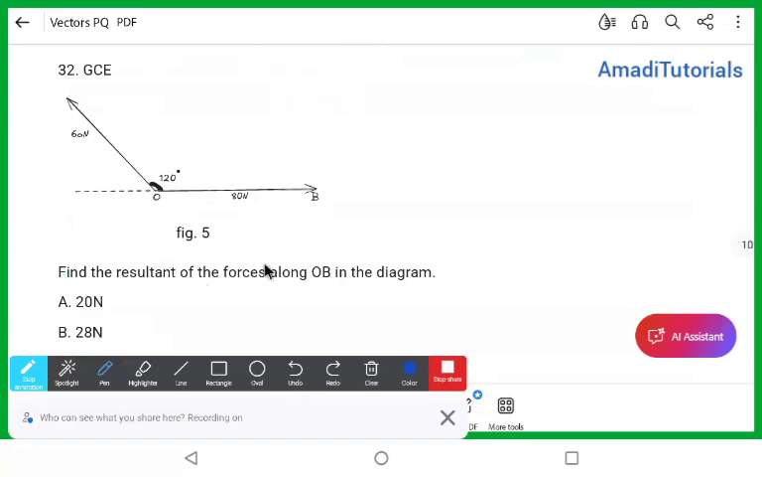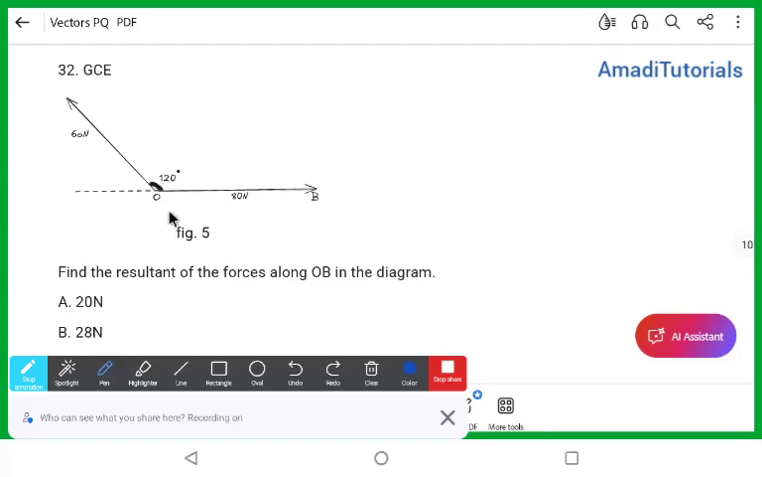Okay, they say find the resultant of the forces along OB in the diagram. So we have one force acting this way, 60 Newton, and another force acting this way, 80 Newton, and the angle between the two vectors is 120 degrees. So we are to find the resultant effect of those two vectors.